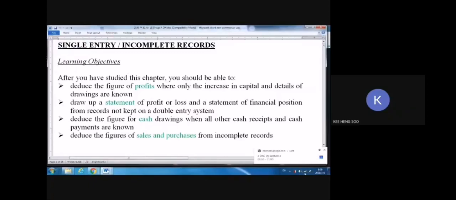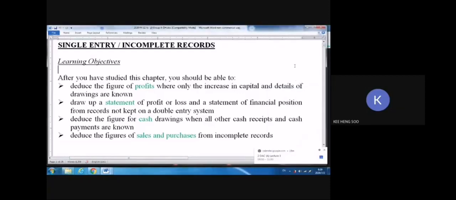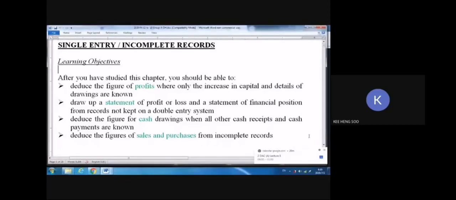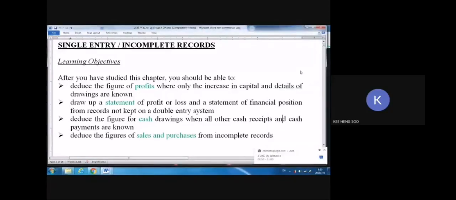I have this data connection problem. If it happens, if there is a missing link, then I will see how to get back. I try to see whether I can connect to this one. Internet access, yes, it's very strong.